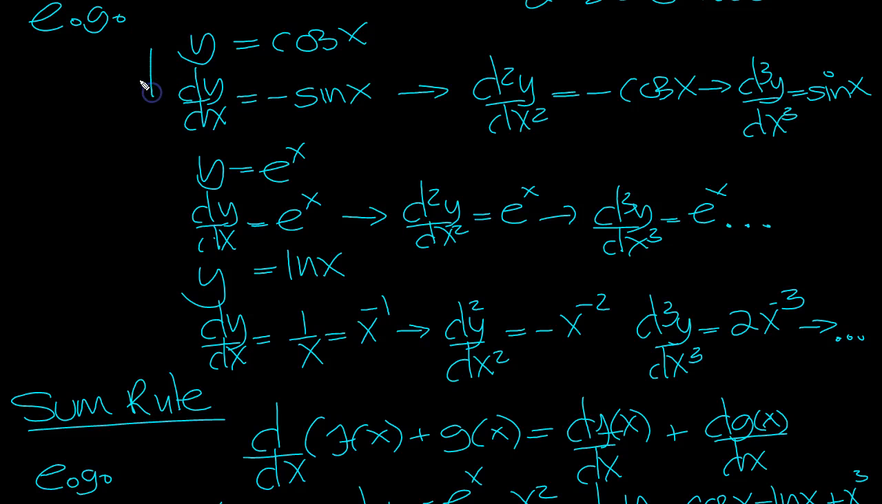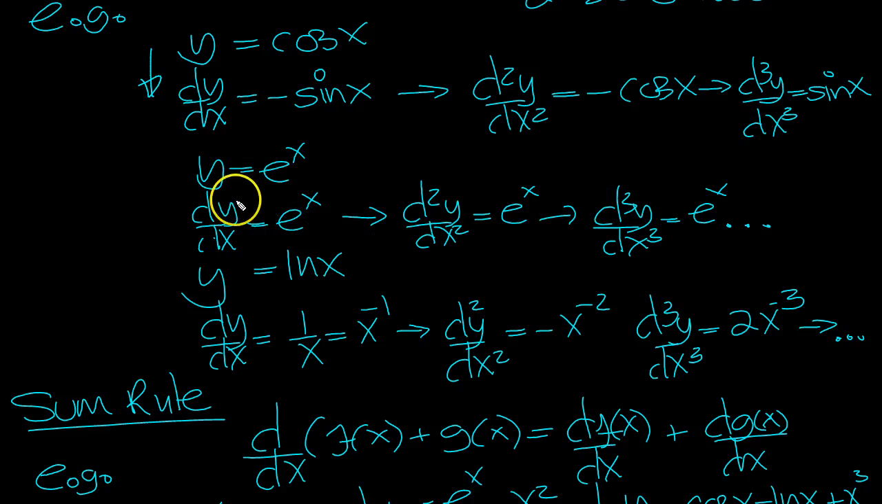So y equals sine x. Differentiate: dy dx, cos differentiates to minus sine. Differentiate again, we write d2y by dx squared to denote the second derivative. Differentiate this, then sine differentiates to cos, so it's minus cos then, because there's a minus there. And then differentiate once more to get the third derivative, d3y by dx cubed, and cos goes to minus sine. Minus minus is a plus.